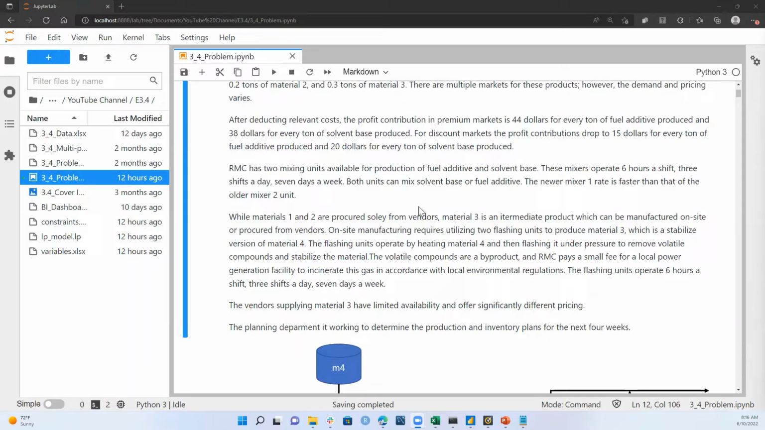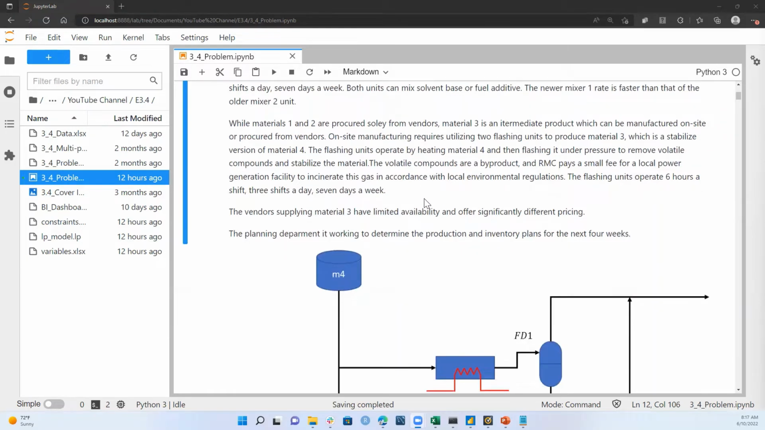RMC has 2 mixing units available for production of fuel additive and solvent base. These mixers operate 6 hours a shift, 3 shifts a day, 7 days a week. Both units can mix solvent base or fuel additive. The newer mixer 1 rate is faster than that of the older mixer 2 unit. While materials 1 and 2 are procured solely from vendors, material 3 is an intermediate product that can be manufactured on site or procured from vendors.